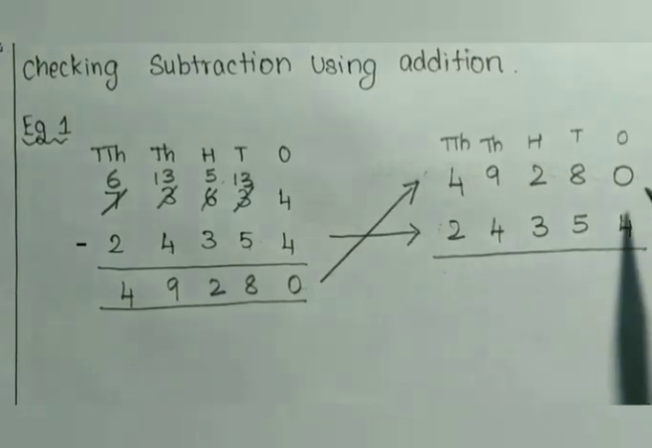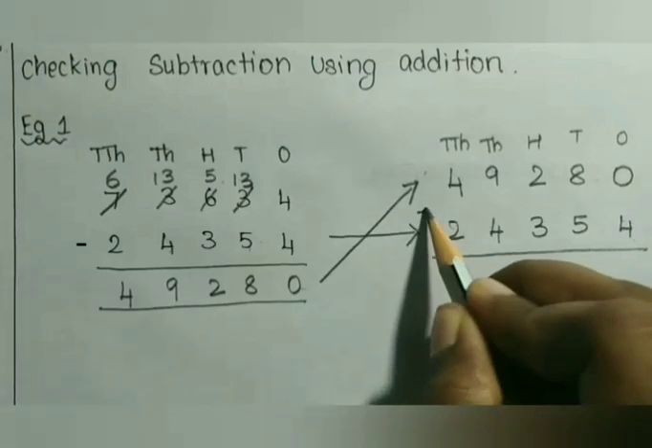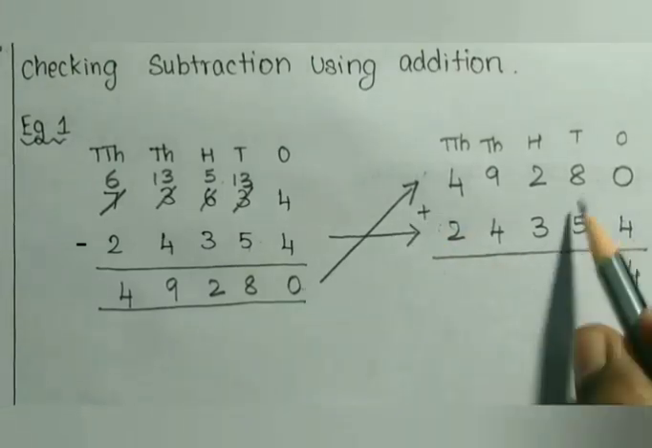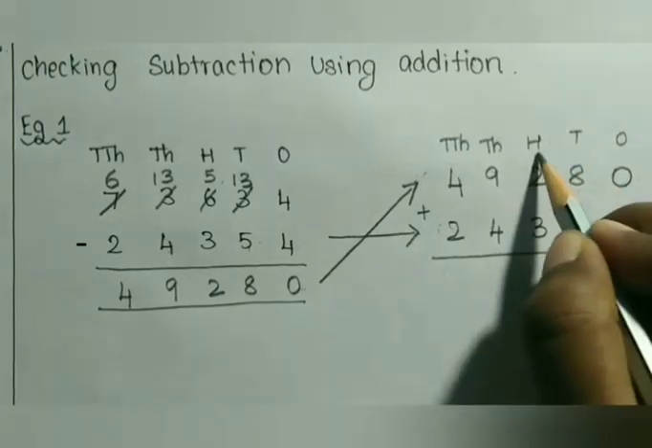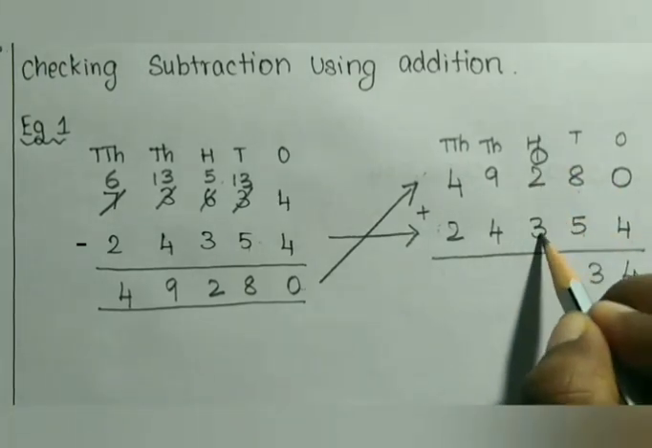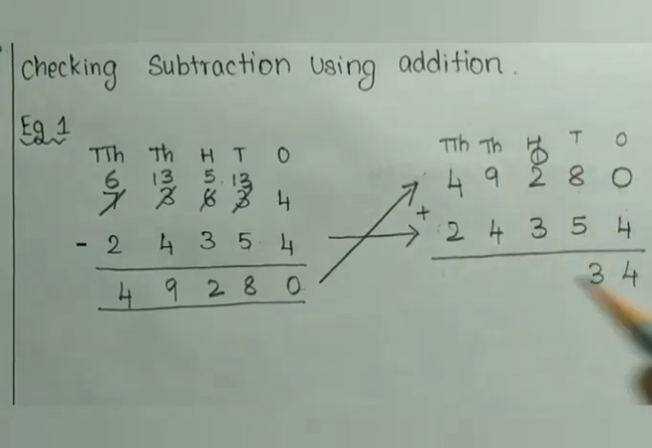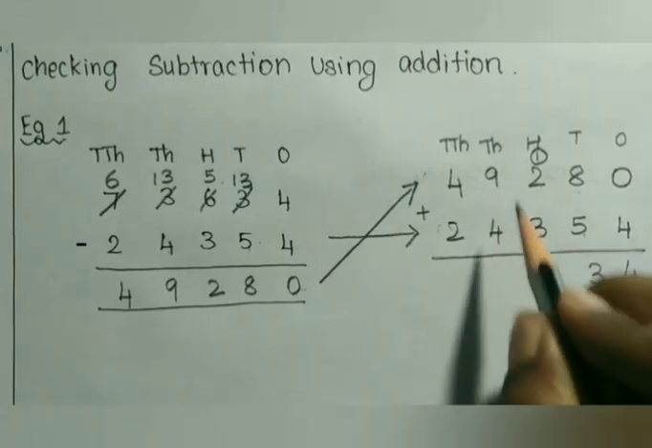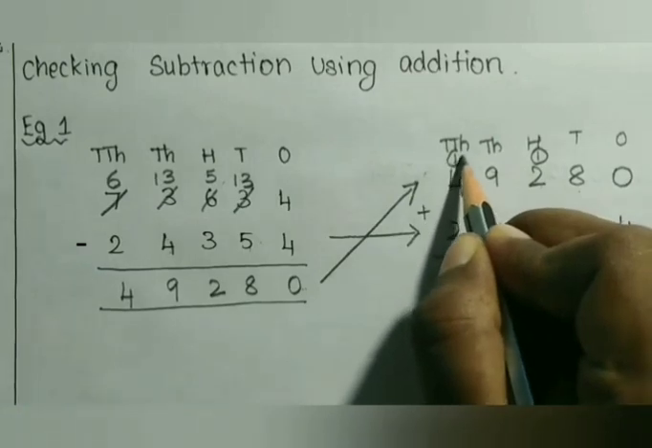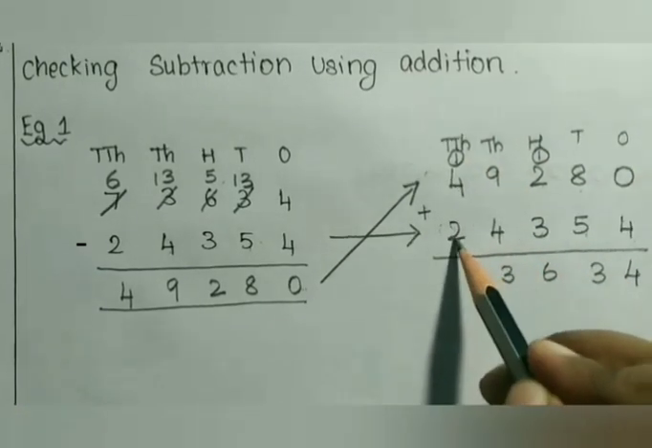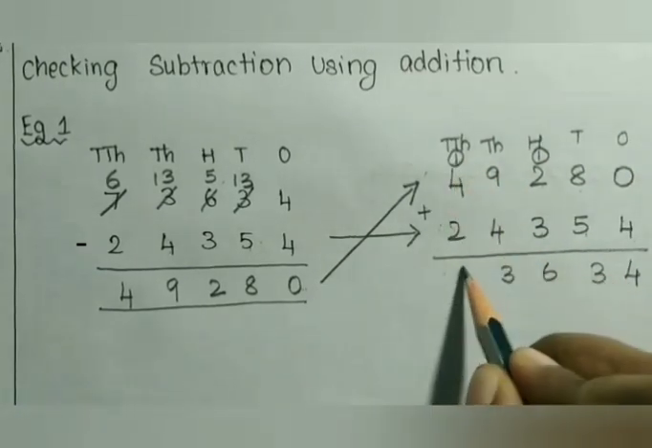So let's add now. 0 plus 4 is 4. 8 plus 5 is 13. 1 to the carryover. 2 plus 3, 5 plus 1, 6. 9 plus 4, 13 plus 1 to the carryover. 4 plus 2, 6 plus 1, 7.